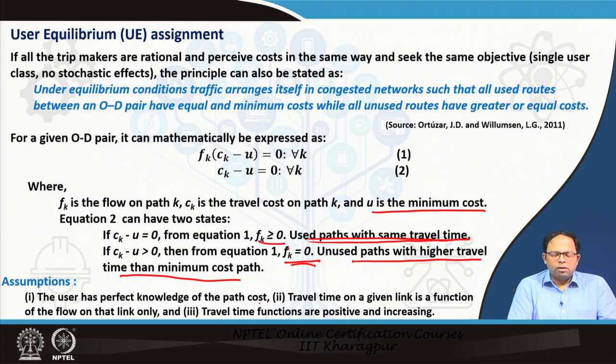The user has perfect knowledge of the path cost. First of all, the entire user group is 1. So, every one of them has perfect knowledge of the path cost, which, again, is an assumption. Travel time on a given link is a function of the flow on that link only. That means travel time is affected by the total volume in that link, it is not affected by the volume in other links. Travel time functions are positive and increasing. So, these are the three assumptions that we are starting with.